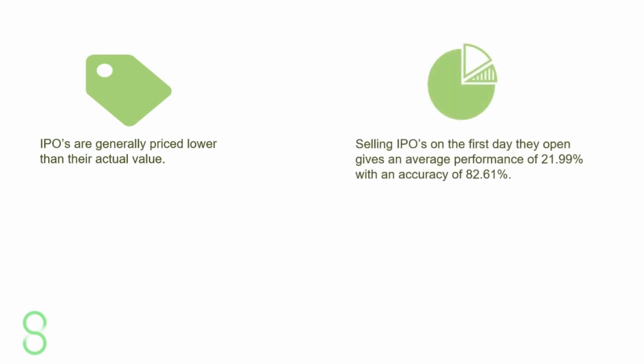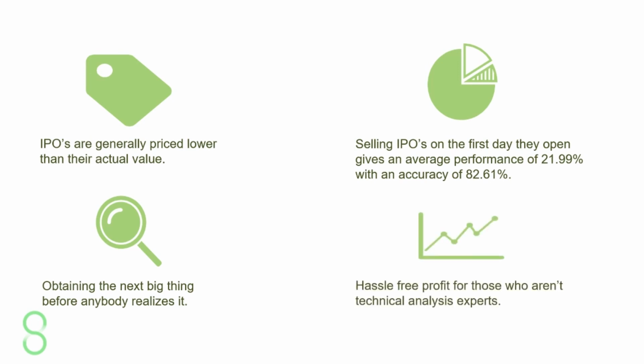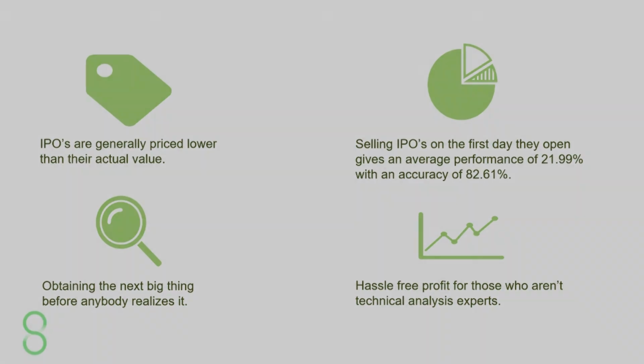Statistically, IPOs being sold on the first day they open gives an average performance of 21.99% at an accuracy of 82.61%. IPOs allow you to obtain the next big thing before anybody realizes it. And lastly, IPOs give investors hassle-free profit for those who aren't especially fond of technical analysis.